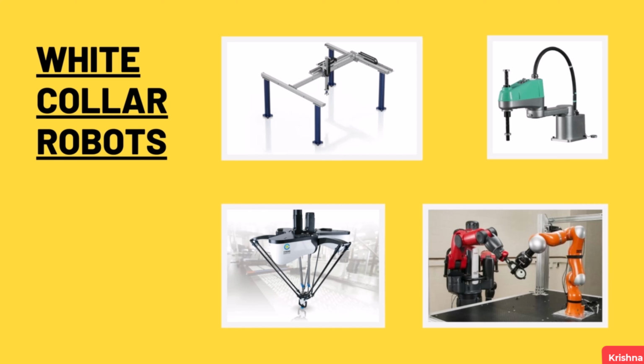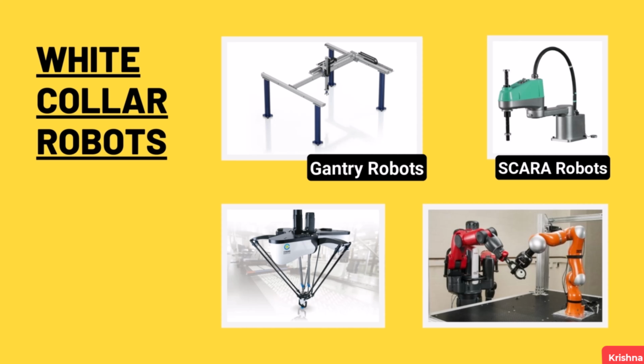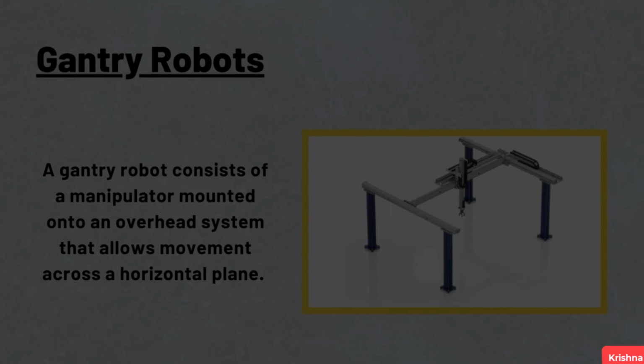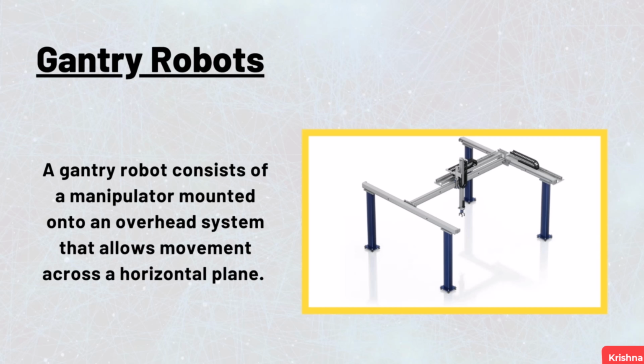Some robots also contain a mix of different configurations, like gantry robots, SCARA robots, Delta robots, and collaborative robots. They have a huge impact in many sectors as far as time, cost of production, and efficiency are concerned. I call them the white collar robots. Here, let's first understand gantry robots.